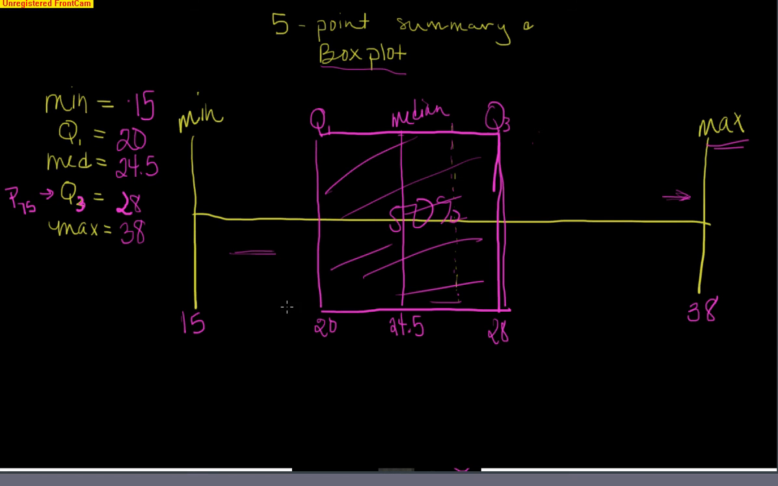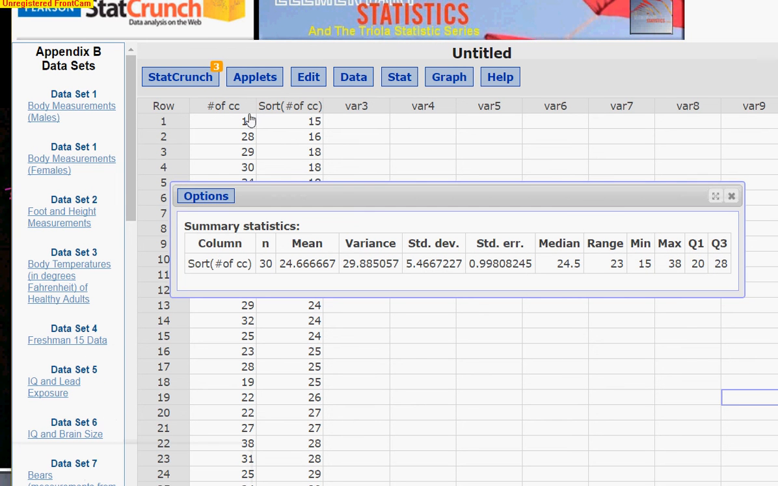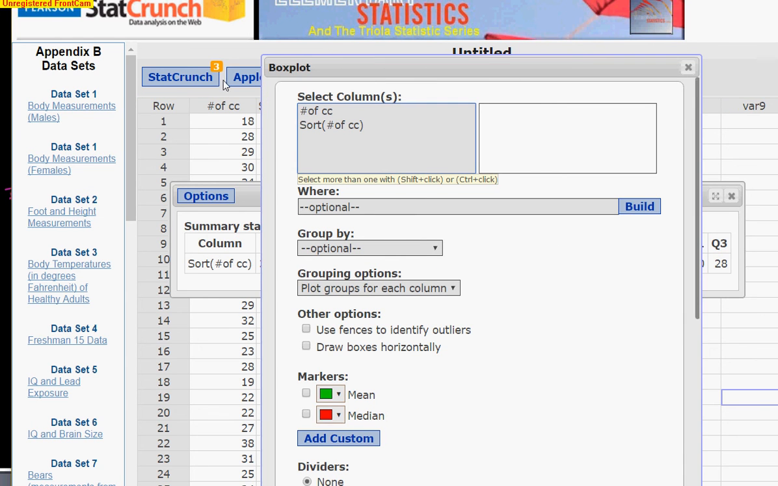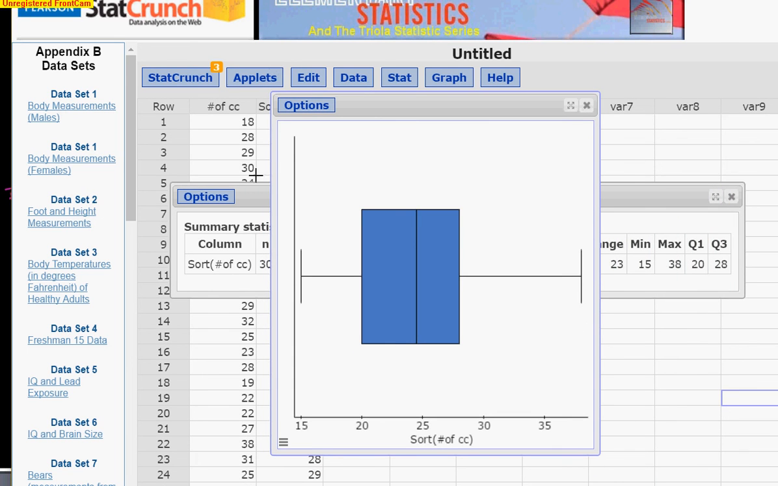So in your homework, just to show you quickly, I put the data into StatCrunch, and as you can see from our summary statistics, we did everything correctly. But I just wanted to show you that you can graph your own box plot right here. You can put your data in there, and I usually click on draw the boxes horizontally because then it matches up. You can see here that we did it pretty accurately. You can see that the median is in fact a little bit closer to Q3 than it is to Q1.